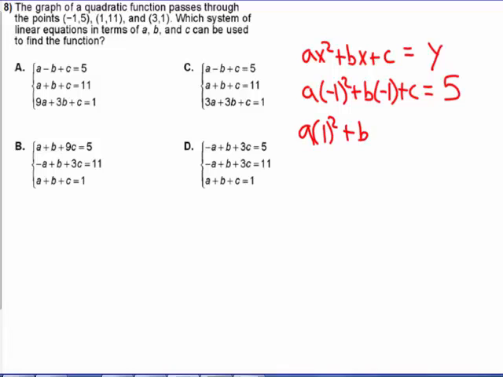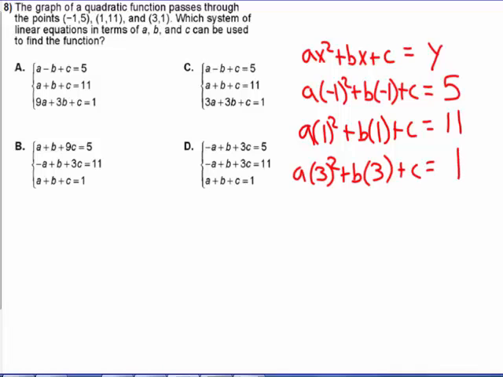And then we've got a 1 for the x in this one and an 11 for the y. Then the last one we have 3 for x and 1 for y. And if we actually wanted to solve this, we could use row reduced echelon form to get the a, b, and c value very quickly.